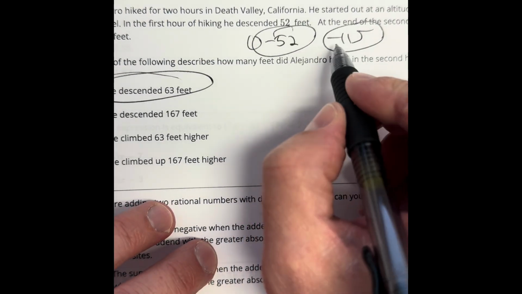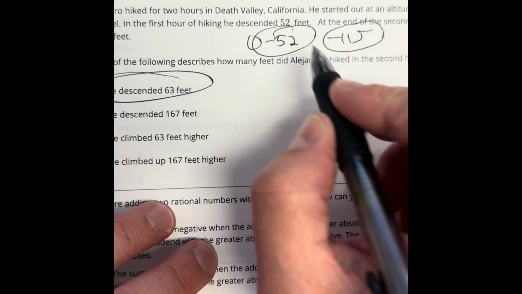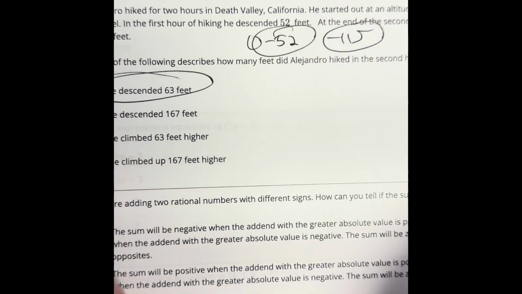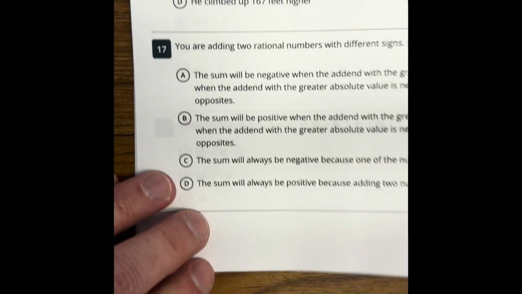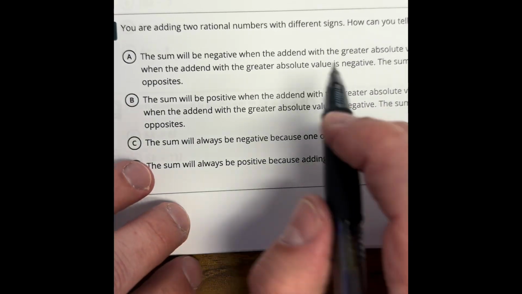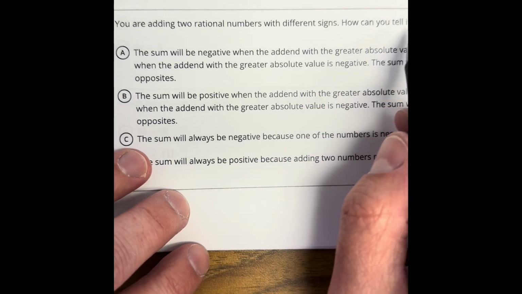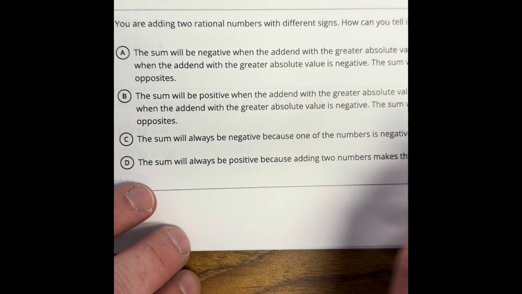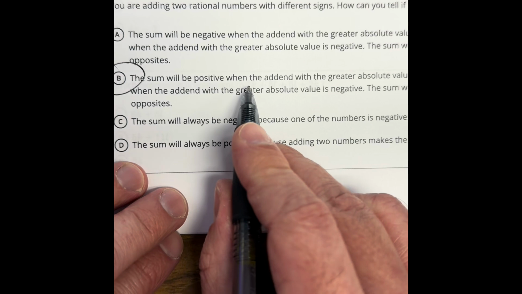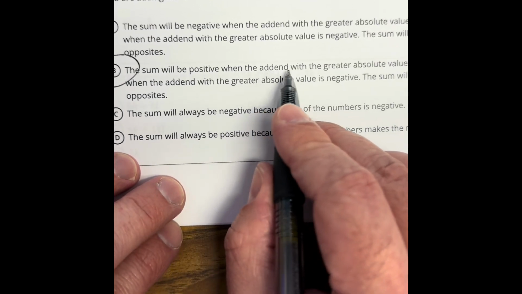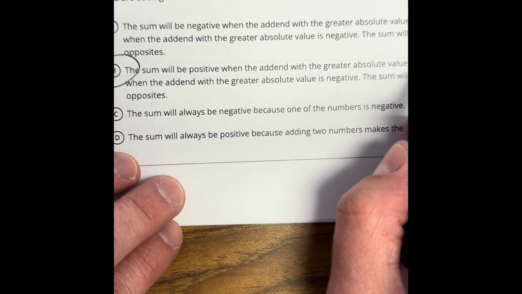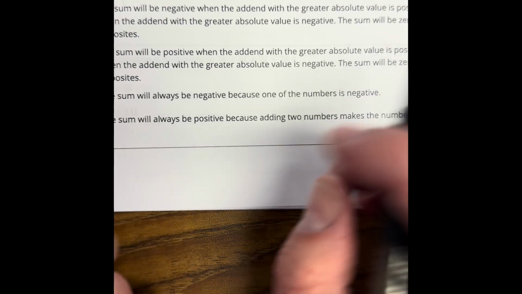Okay? So if this was positive, then we would have gone uphill. But because it's still negative, we went downhill. Okay. 17. You are adding two rational numbers with different signs. How can you tell if the sum is positive, negative, or 0? Well, the sum is going to be positive when the addend, meaning the thing you add, with the greater absolute value is positive.